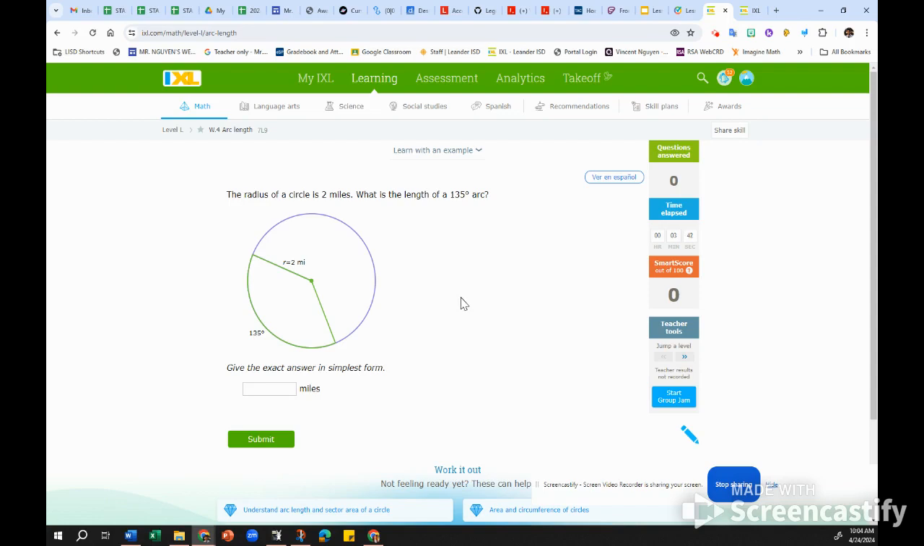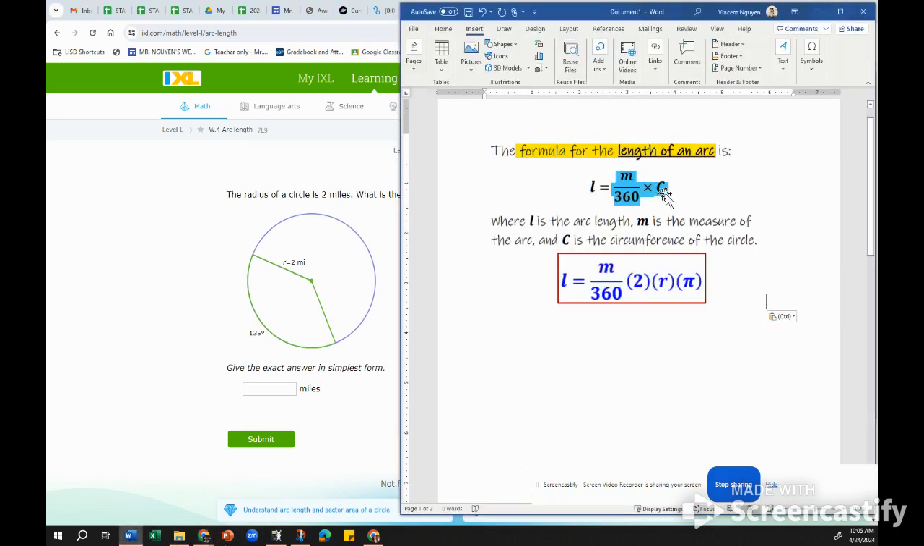Today, we're going to be using IXL to work on two things. The first thing we're going to be talking about is arc length. So, we're going to learn how to find the length of an arc, which is a piece of the circumference. And next, we're going to do the area of the sector, which is a piece of the circle. Okay. So before we begin, let's take a look at the arc length formula real quick.